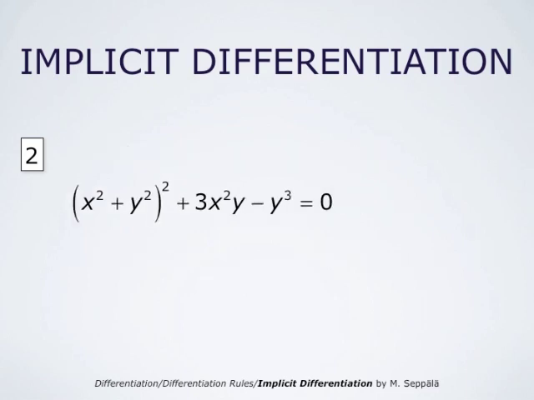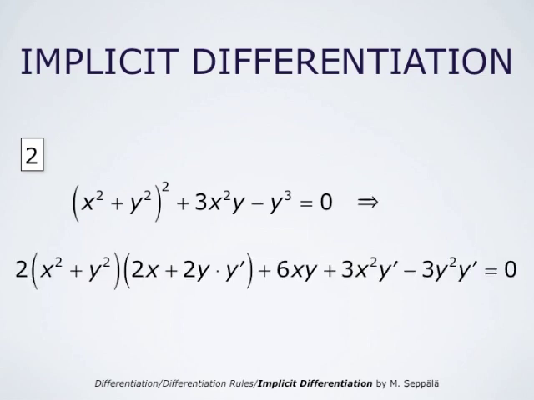Now we start with the equation (x squared plus y squared) squared plus 3x squared y minus y cubed equals 0, and we apply implicit differentiation to the left hand side. We must use the chain rule. The term (x squared plus y squared) squared, when that is differentiated, first gives 2 times (x squared plus y squared), and that multiplied by the derivative of x squared plus y squared. This is by the chain rule.